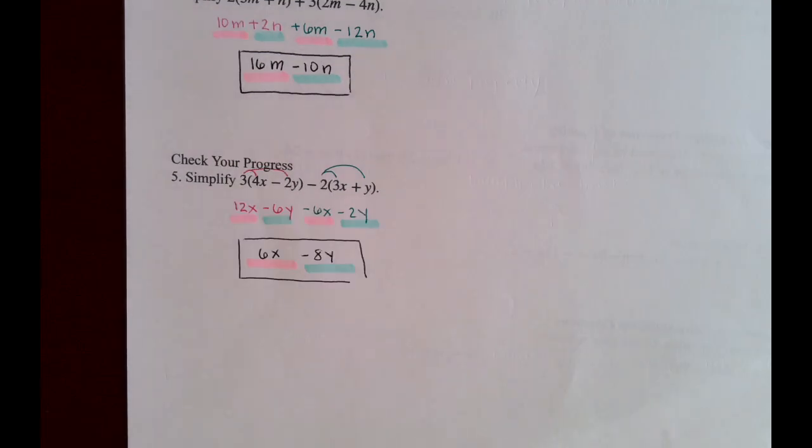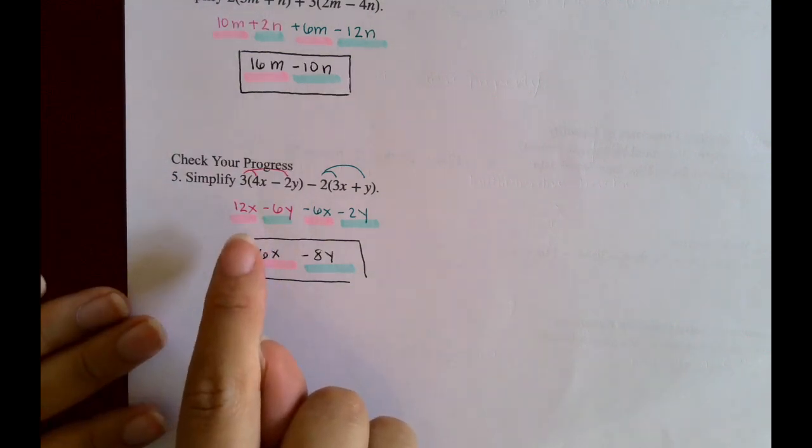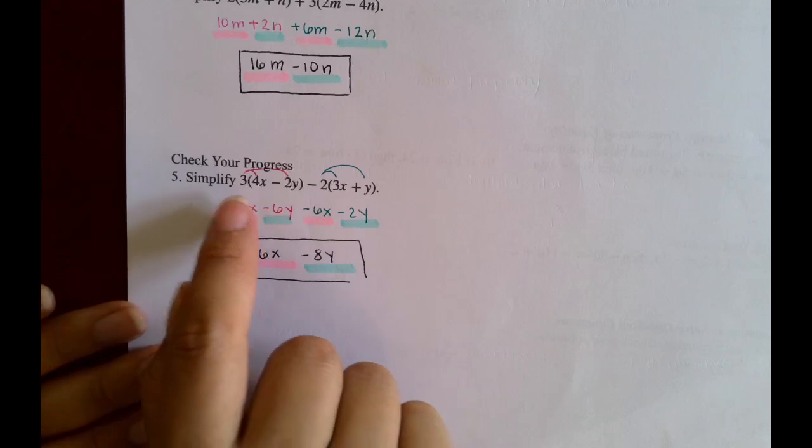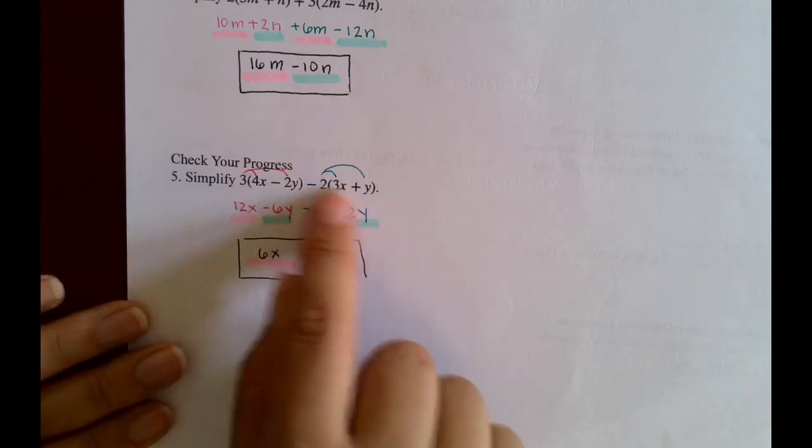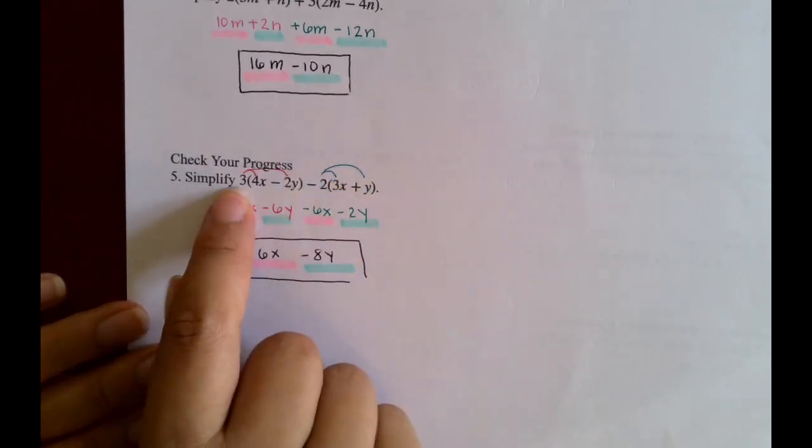Okay, for your answer, you should have gotten 6x minus 8y. If you got that correct, that's it for today. If not, here's the answer or the explanation. So here I see I have some distributive property going on, so I'm going to start by distributing it.